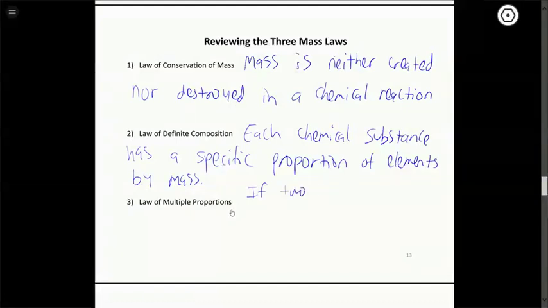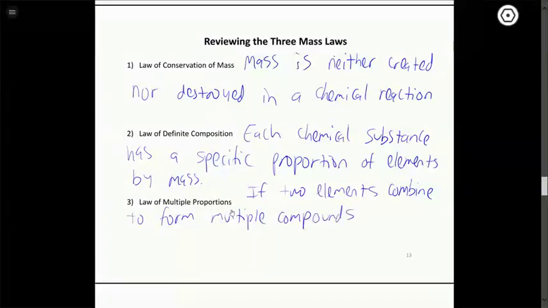Remember, the key idea here is that we're talking about two different compounds formed from the same two elements. So if two elements combine to form multiple compounds, we're talking about multiple compounds with the same elements in them, but in different ratios.